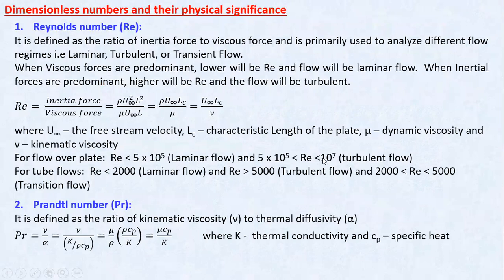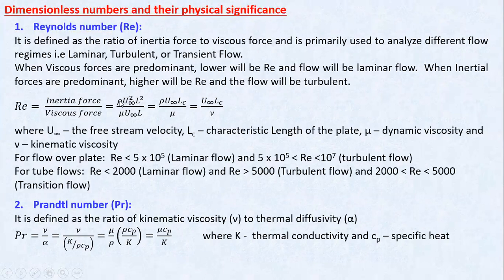Now, coming to the dimensionless numbers and their physical significance. The first thing we are going to discuss is the Reynolds number. The Reynolds number is the ratio of inertia force to viscous force. This Reynolds number is predominantly used to analyze the flow regimes, for example, whether the flow is laminar, turbulent, or transient.